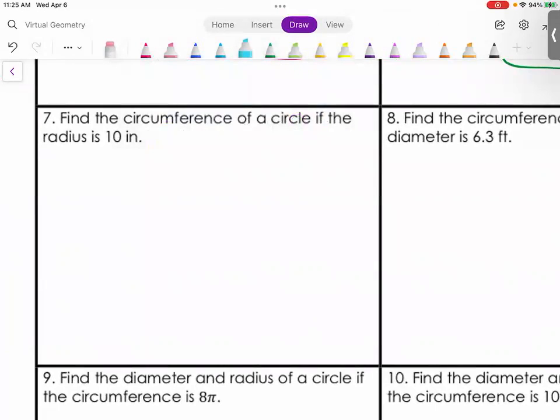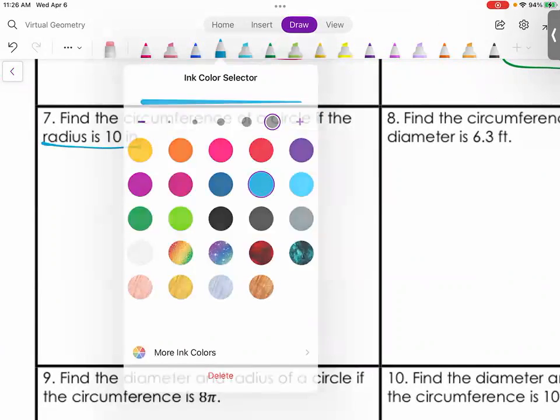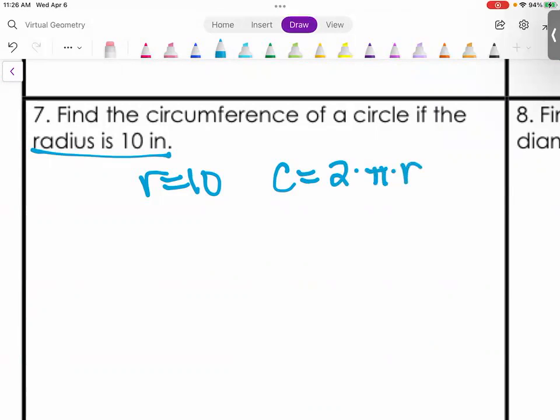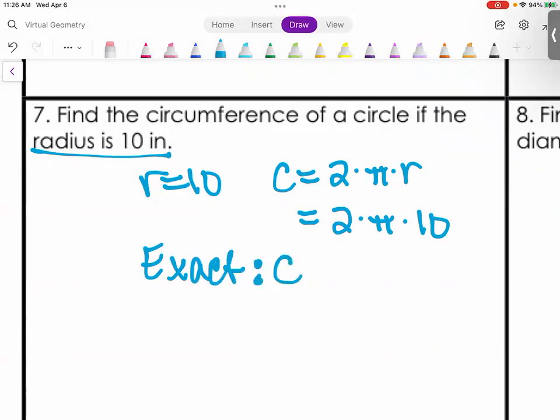All right, so this next one says find the circumference of a circle if the radius is 10. It does not say rounded or exact, so we're going to do both. All right, so it does say our radius is 10. So when I use my circumference formula, I have 2 times pi times r. So we're going to plug in that 10. All right, and so we're going to get exact. We'll get that one first.